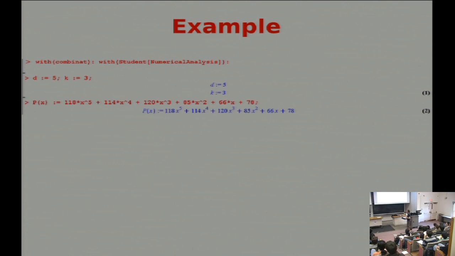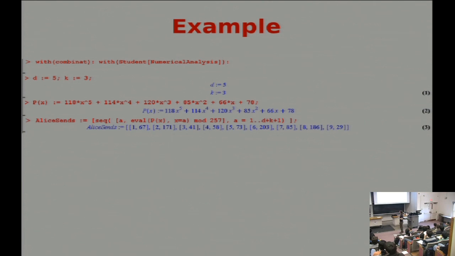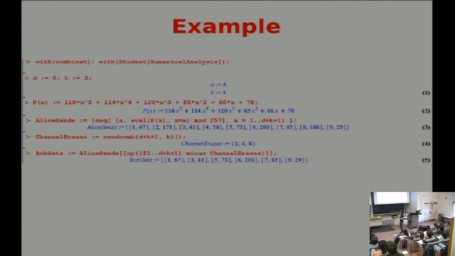Let me skip this, actually. So let's do an example where d is 5, k is 3. You can't even read this. Well, it works. Alice constructs some polynomial, and she sends the values on d plus k plus 1 points, the evaluations of the polynomial. Then I have the channel randomly select 3 things to erase. So Bob gets, in this case, 6 values.